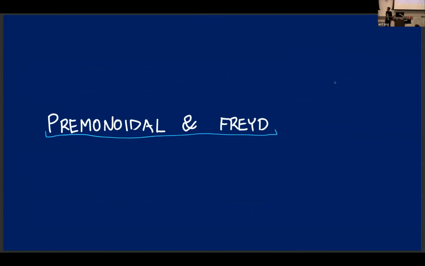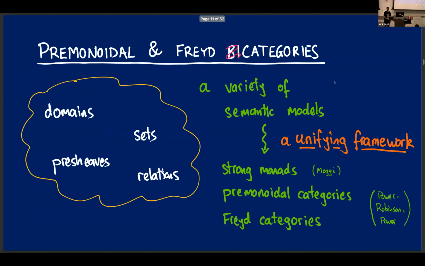Okay, what do I mean by a suitable category? Here I mean something that's a Premonoidal category or a Freyd category. So here this is just a one-dimensional point of view for now. And what are these and why do we care about them?